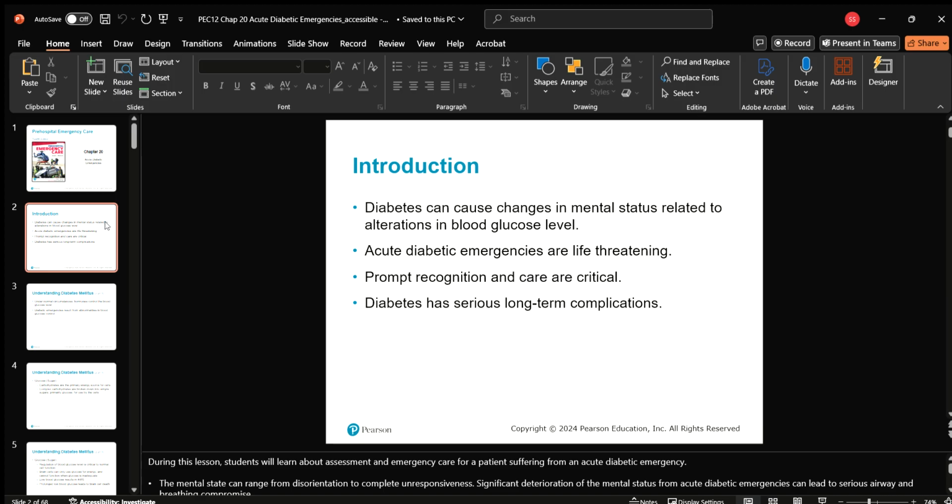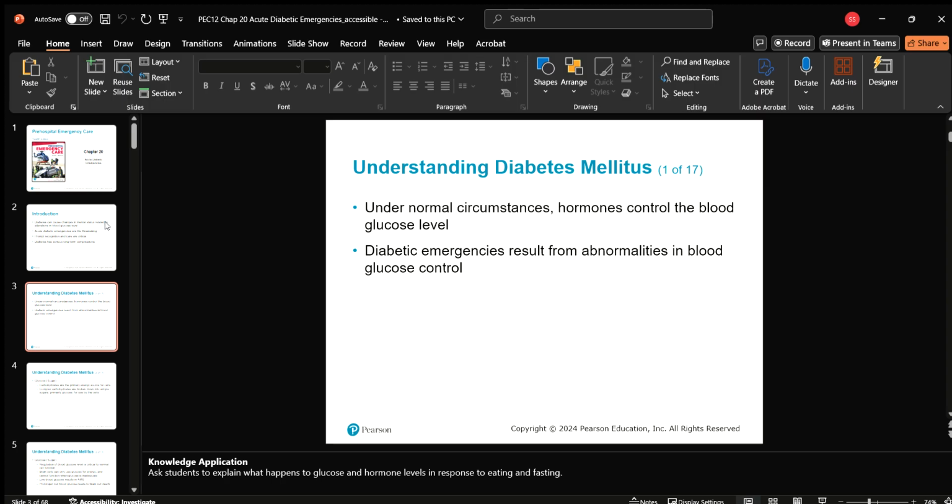Okay, so it's a change in the mental status related to the alterations in the blood glucose level, the BGL, whether it's too high, hyper, or too low, hypo. All right, so under normal circumstances, our hormones control the blood glucose level. What organ is managing all that? The pancreas. What hormones are working there? Insulin. All right. So good.